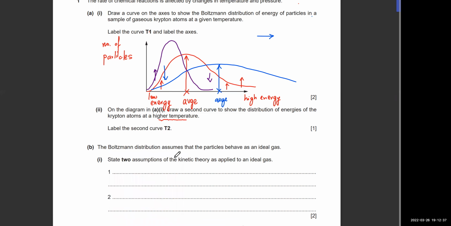The next one is, so is this clear? Ye saro ko clear? Aisha, is this clear? Yes, sir. Okay.